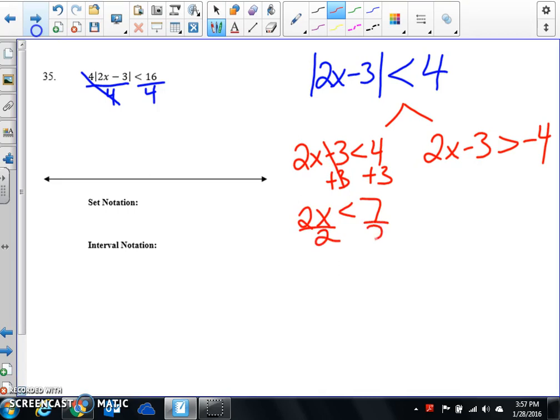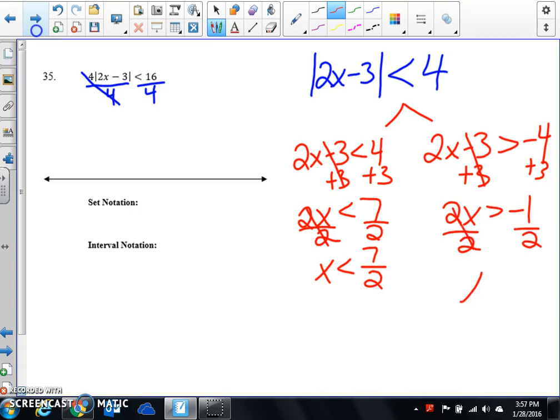Divide by 2. Over here, add 3. And divide by 2. All right. Let's do -1, 0, 1, 2, 3, 4.